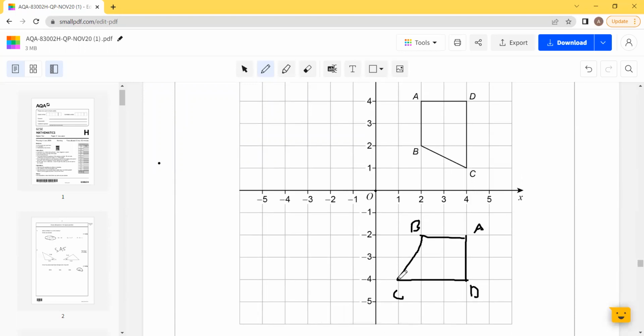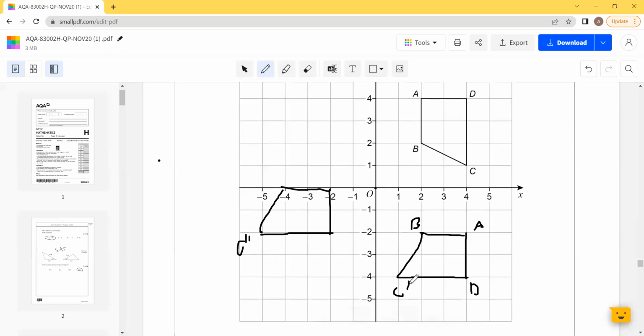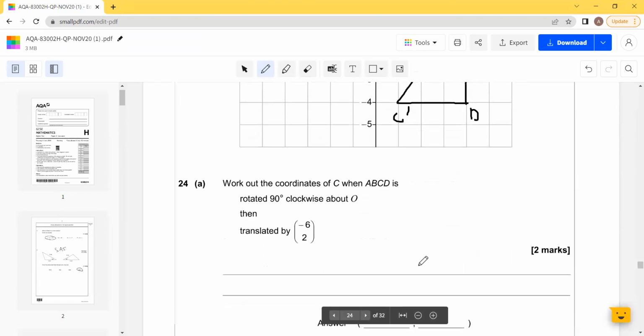So what happens to C? Well, minus 6 is moving 6 to the left. 1, 2, 3, 4, 5, 6. And 2 up, because the number below minus 6 is 2, and 2 is movement in the y-axis. So I'm moving 2 up. 1, 2. So this is our new coordinate of C. So I'm just going to draw our quadrilateral again. So this is now our new quadrilateral. I'm going to call this C dash. So it's at minus 5, minus 2.